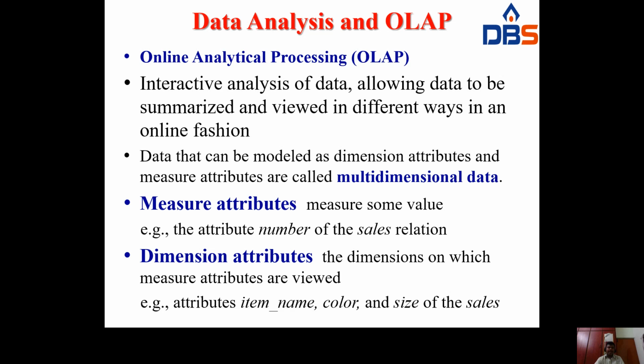Now coming to the dimension attributes. The dimensions on which measure attributes are viewed. How many dimensions are we using to measure the data online with this type of concept? Here the attributes item name, color and size are called the dimension attributes. Number comes under the measure attributes. Item name, color and size come under the dimension attributes.